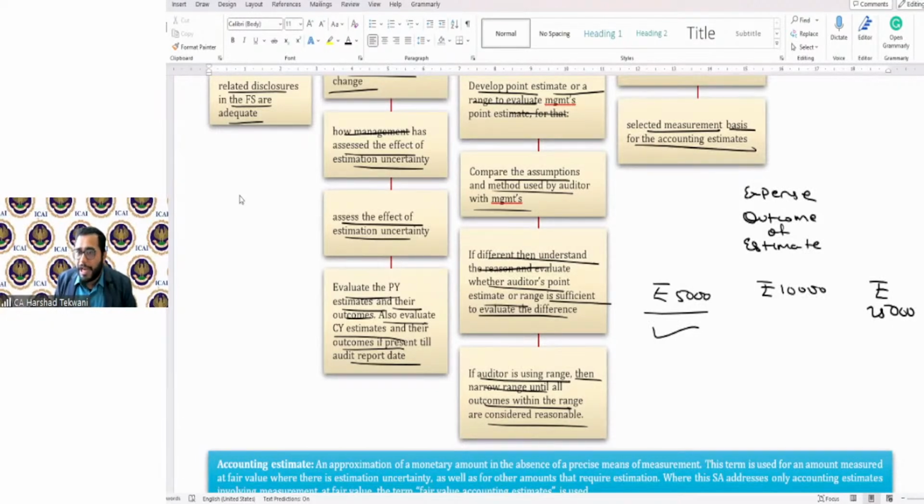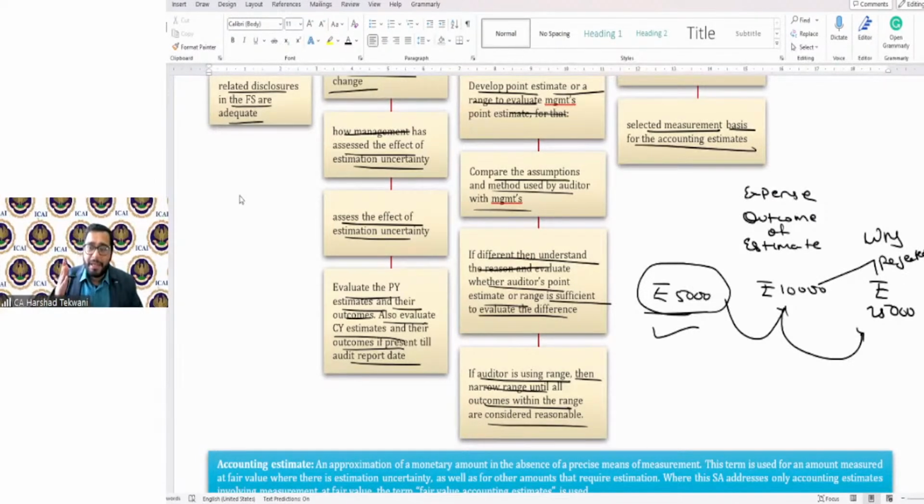You need to evaluate and check why 5,000 is correct or why 5,000 is incorrect compared to 10,000 and 25,000. Also, you need to ask management why they rejected these two. Why rejected these? So it is not necessary that management biasness is a misstatement. You need to evaluate, understand, and then finalize whether this biasness is a misstatement or not.